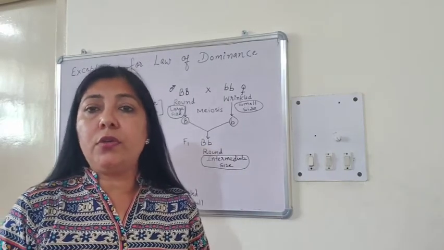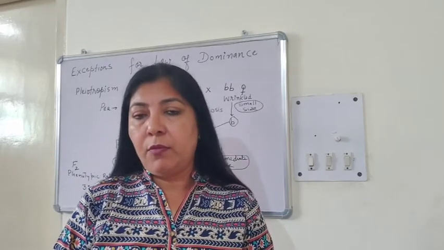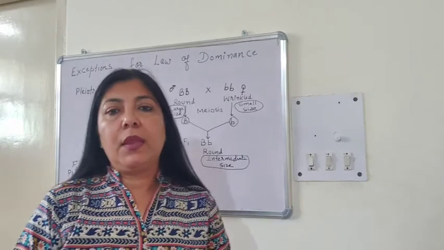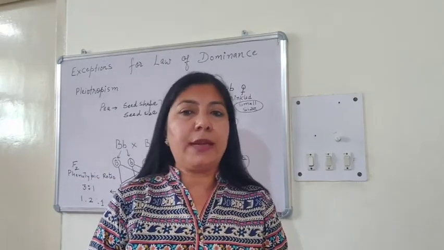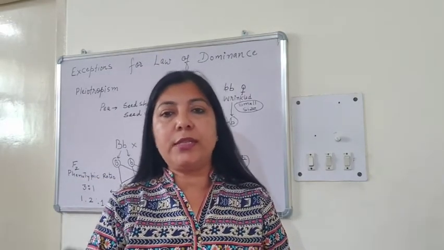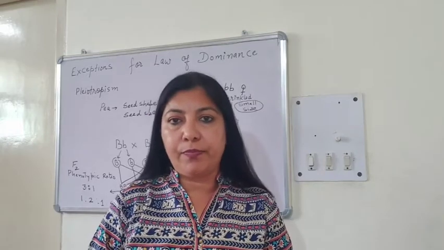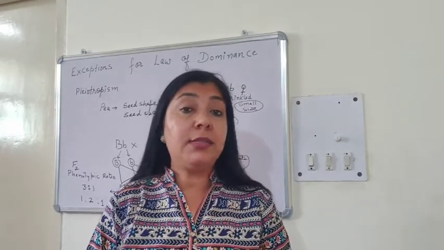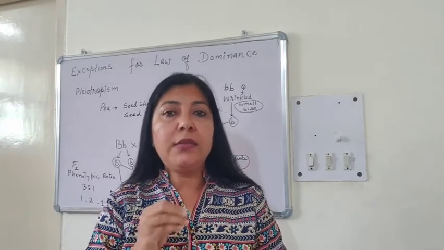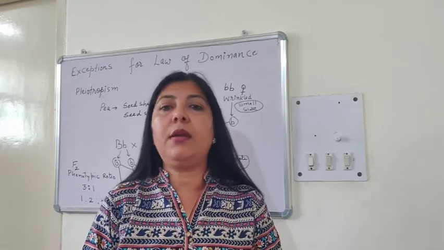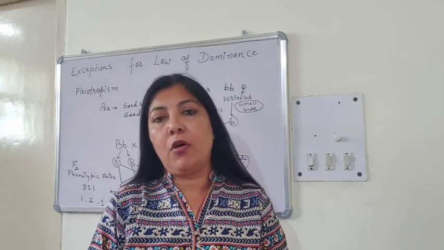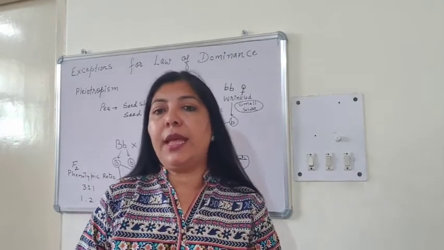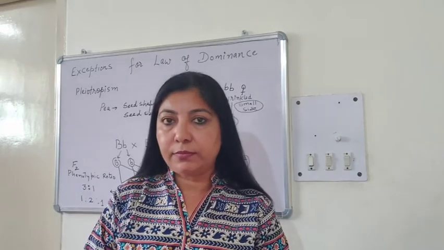Now let us switch over to another concept which Mendel did not observe. According to Mendel, there is a unit factor which controls the expression of only one phenotype. But later on, it was found out that sometimes one gene can control the expression of more than one phenotype. That is called pleiotropy.